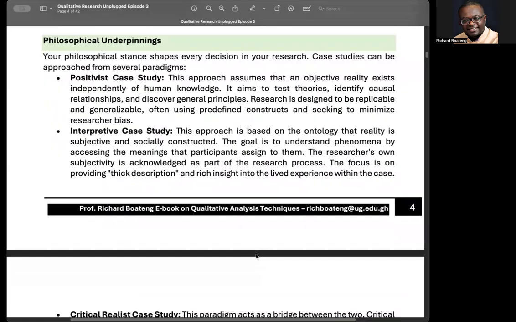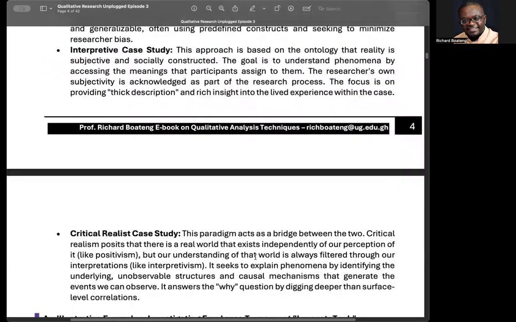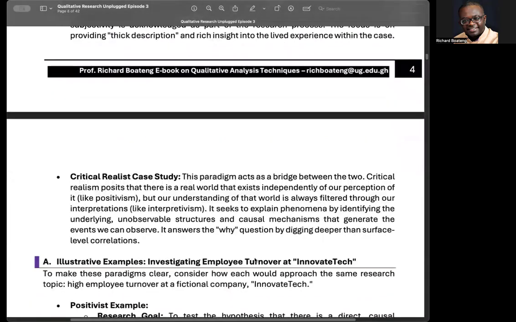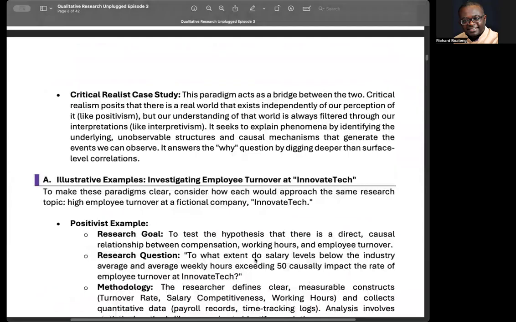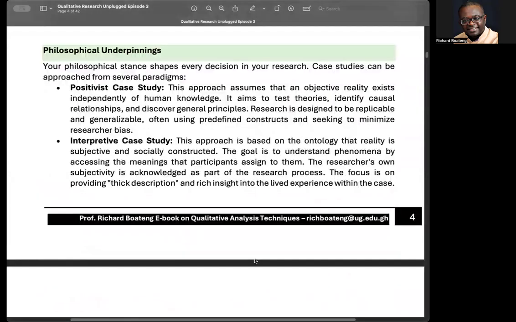Let's unpack these different approaches then. First up, the positivist case study. What's the core belief there about reality? Okay, the positivist approach starts from the assumption that there is an objective reality out there, independent of our perception of it. It exists whether we study it or not. Like laws of nature? Sort of, yeah. The goal for a positivist researcher is typically to test existing theories, identify clear cause and effect relationships, and ultimately discover general principles or laws that can be replicated by others.